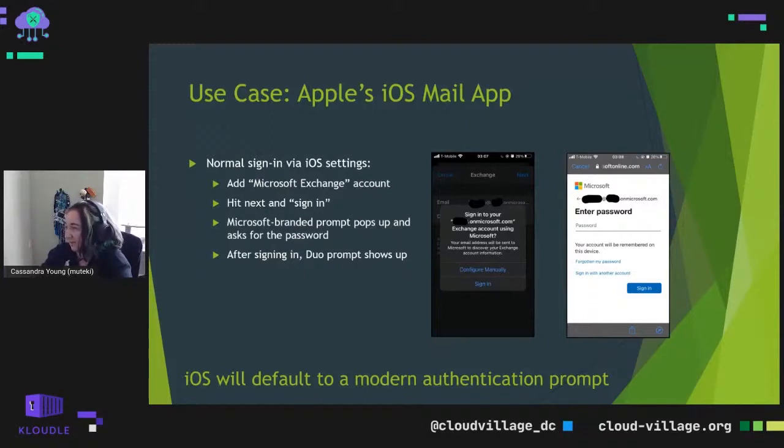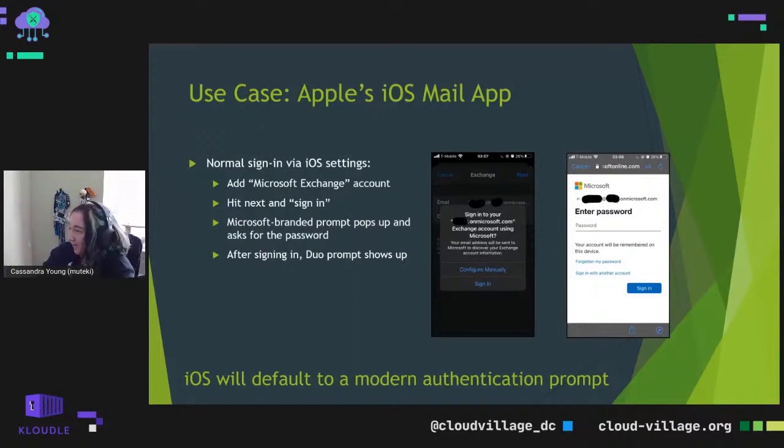So basically iOS has support for modern authentication and triggering that Duo prompt right in its own application. So after signing in, the Duo prompt would show up. Cool. Enter your password, and Bob's your uncle, or whatever that weird expression is. That's the normal workflow.